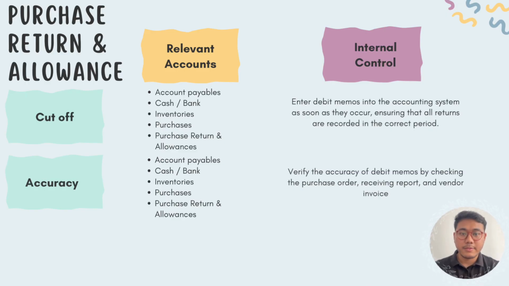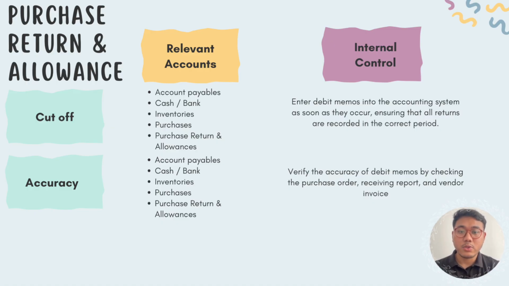Cut off. This refers to the proper timing of recording returns. It ensures that all transactions are reported in the correct accounting period. Relevant accounts involved here include accounts payable, cash or bank, inventory, purchase return and allowance.